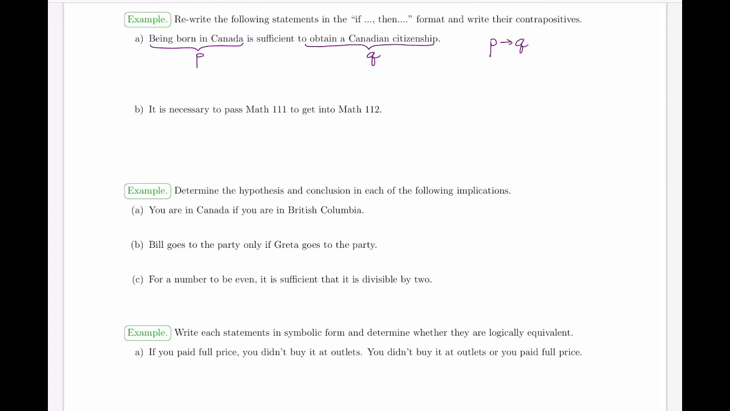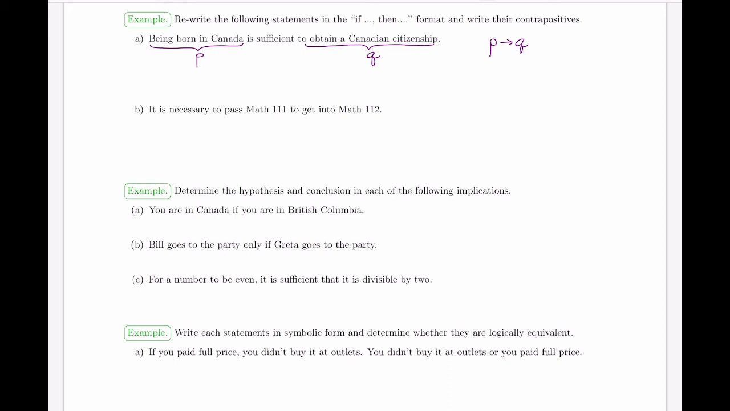Now let's actually see if we believe that that's the case. So what this is saying is this statement is equivalent to saying if you're born in Canada, then you will obtain Canadian citizenship. Does that seem like it's equivalent? Or do you think it's the other way around? If you have Canadian citizenship, then you were born in Canada.